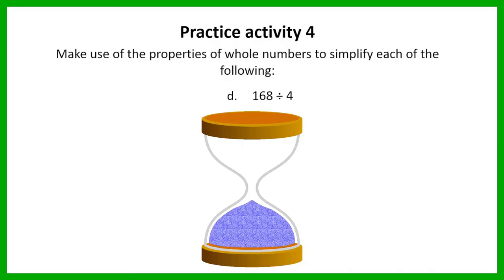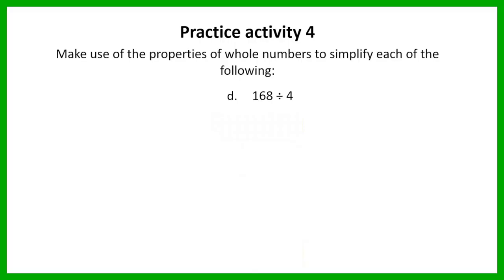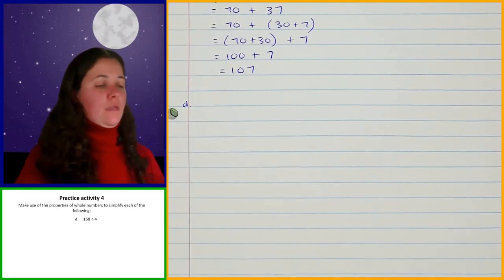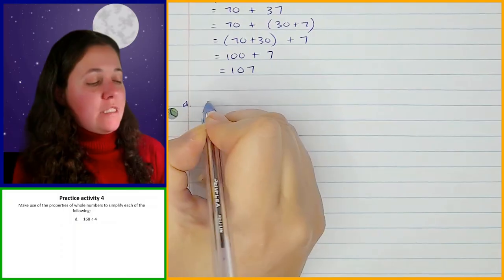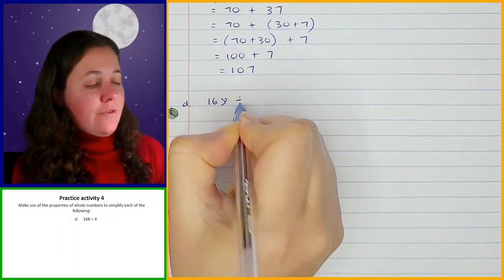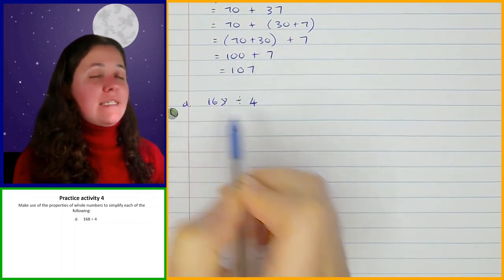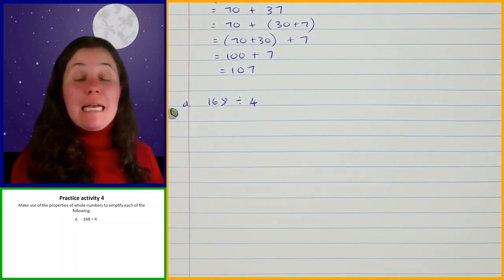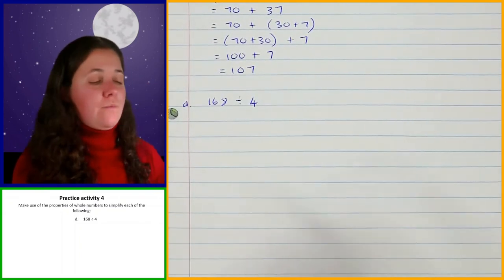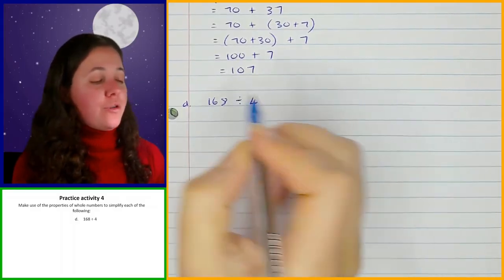Okay, you should be done with that by now. So let's go and have a look at it and go through it. So we've got 168 divided by 4. First of all, 168 divided by 4, as it stands, is not too easy to do on its own.